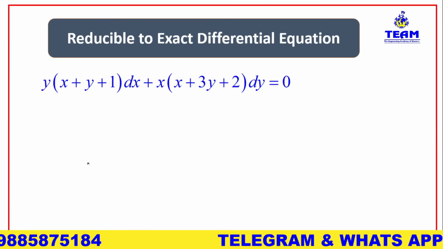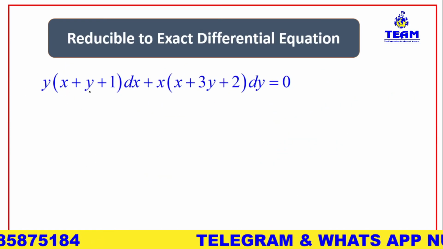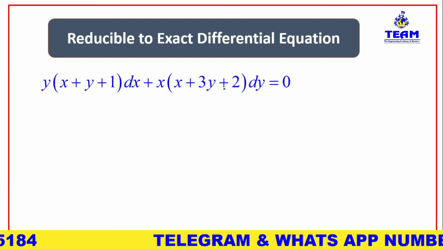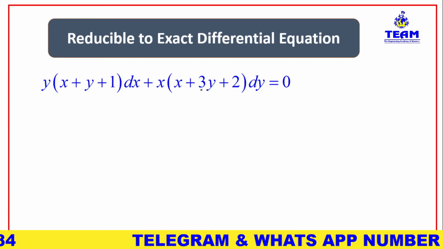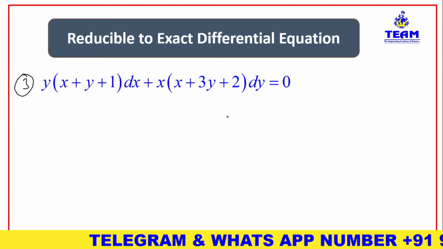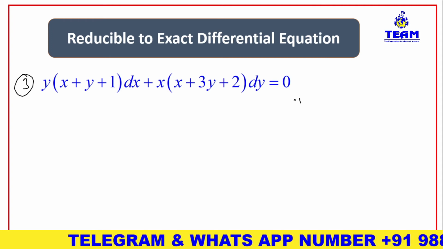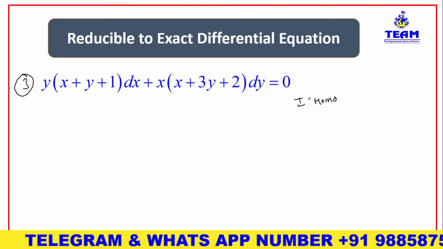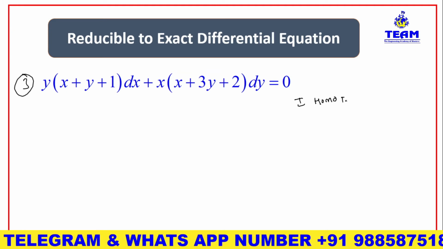Right, third problem you observe. y(x + y + 1) dx + x(x + 3y + 2) dy is equal to 0. This is the third problem they given. Friends, you observe first which method you have. First, rule 1 is what you have? Homogeneous method. First you have to verify the given function is a homogeneous differential equation or not.